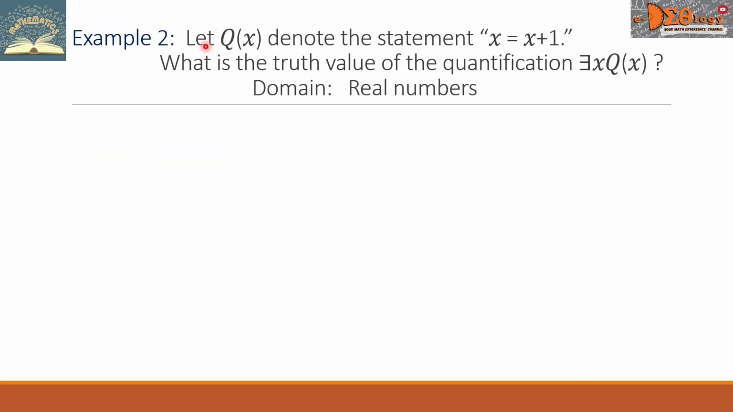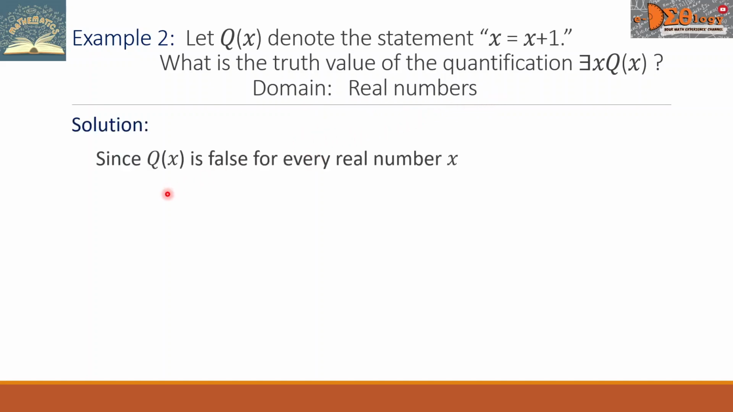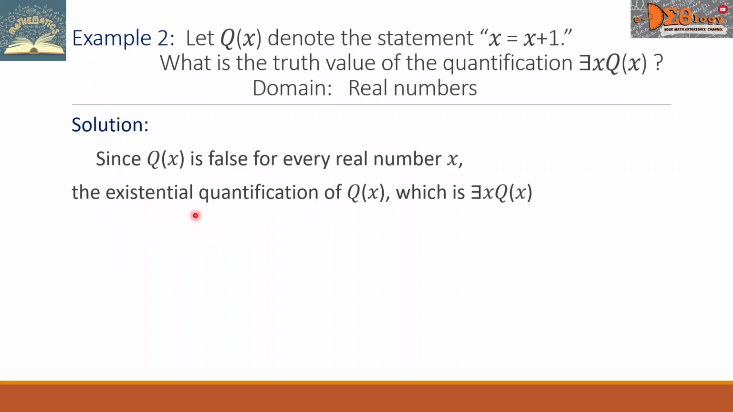Example 2. Let q of x denote the statement x equals x plus 1. What is the truth value of the quantification for some x q of x? The domain here is the real numbers. Since q of x is false for every real number x, the existential quantification of q of x, which is for some x q of x, is false.